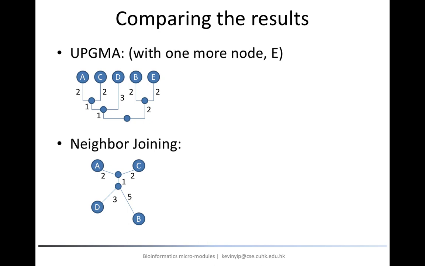If we compare the tree obtained from UPGMA and the tree we obtained from neighbor joining, we see that for this example, the two trees are essentially the same, except that the former is a rooted tree and the latter is an unrooted tree. However, please note that in general, there is no guarantee that the resulting trees of the two methods are the same.